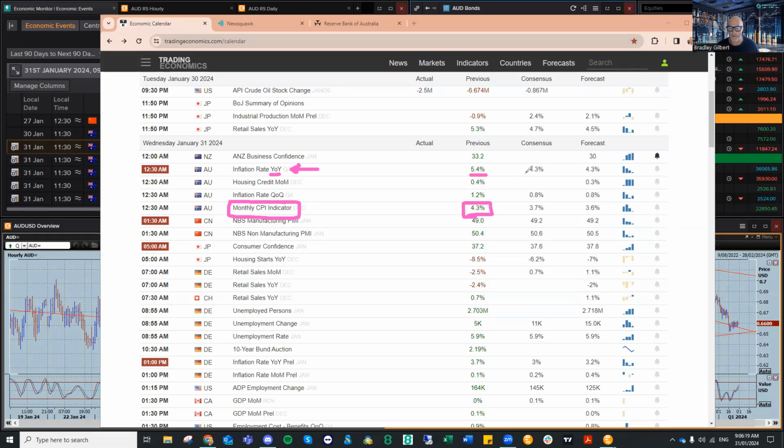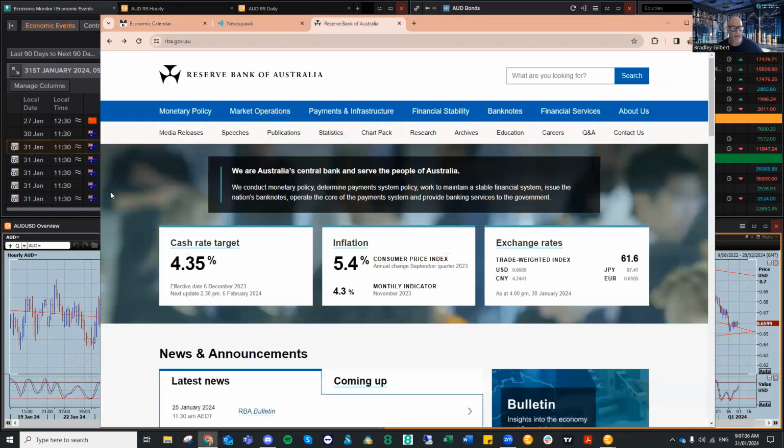Previous inflation numbers 5.4, the key number here 4.3. Why am I referencing the monthly indicator when traditionally it's the year on year or the quarter on quarter data? Well, it's because that's what the central bank is looking at. Now, this is the RBA site, and they're not trying to make things difficult for you. They've got 5.4%, okay?